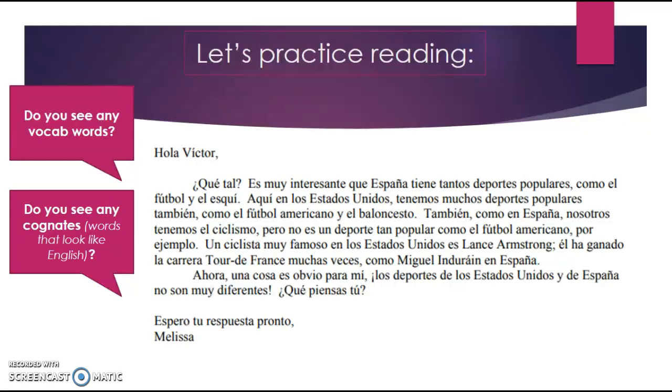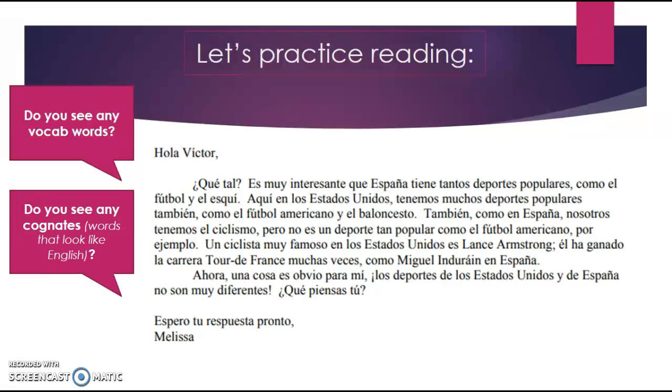So as you're looking, you will want to ask yourself, do you see any vocabulary words? So let's take a look. Okay, on our current list, we have football, we have esquí, we have deportes. Deportes are sports. That's the name of our whole list. Still in the top there, fútbol americano, baloncesto, and then deportes just comes up several times.